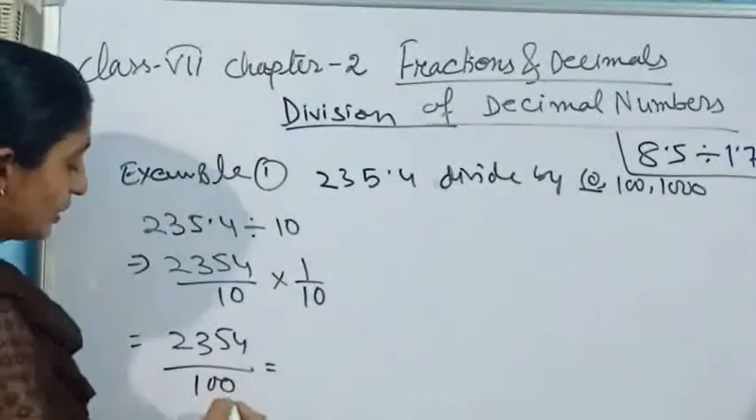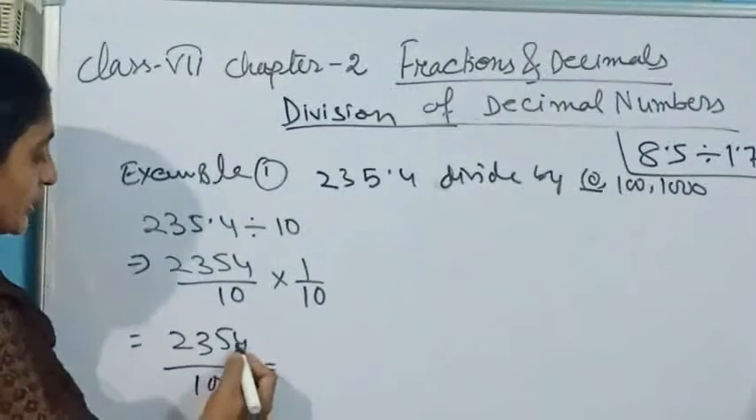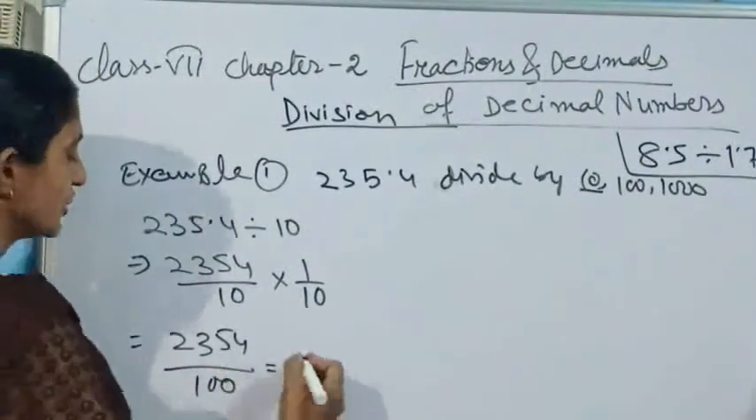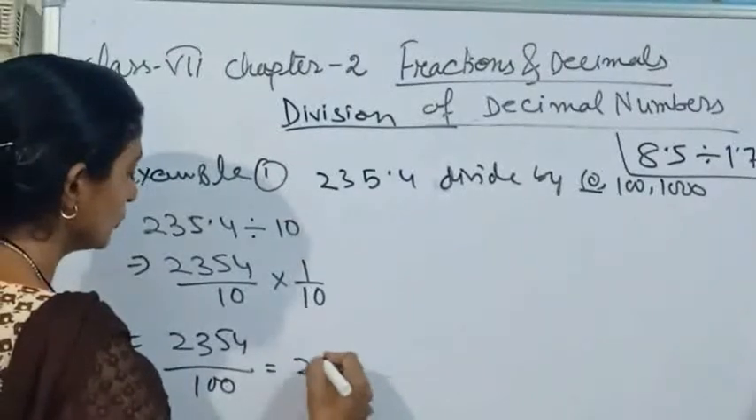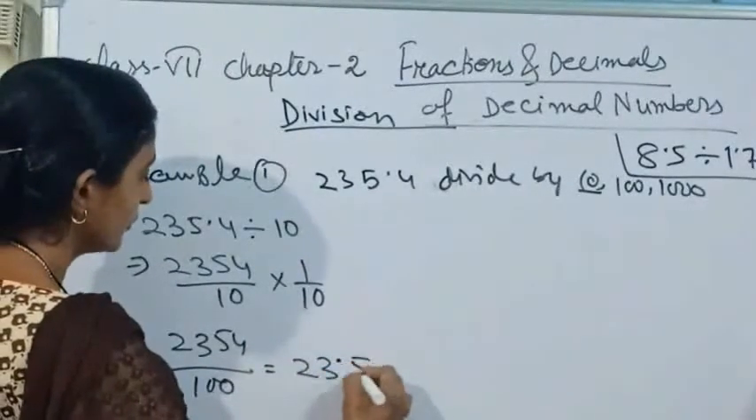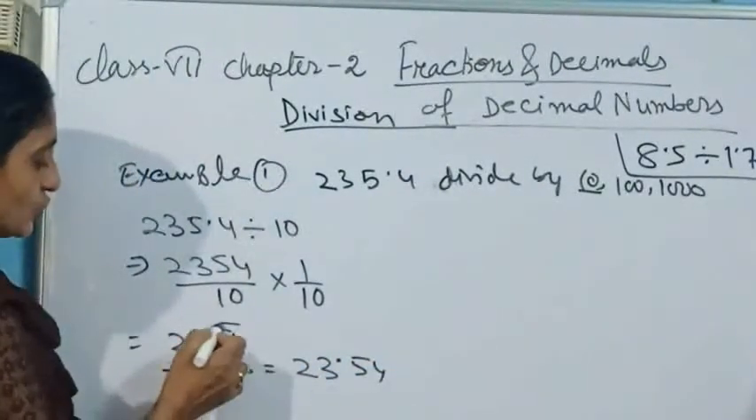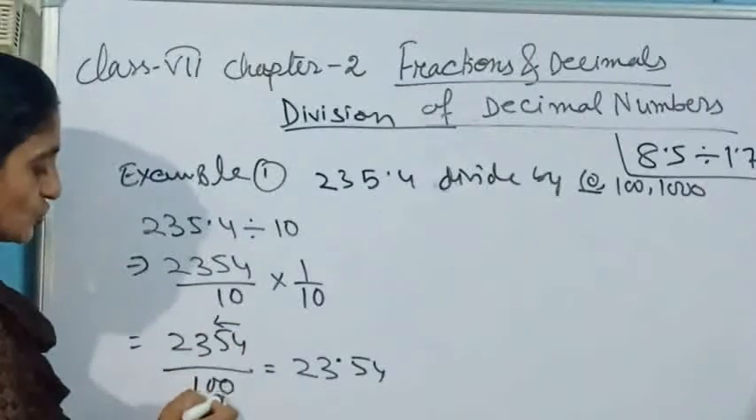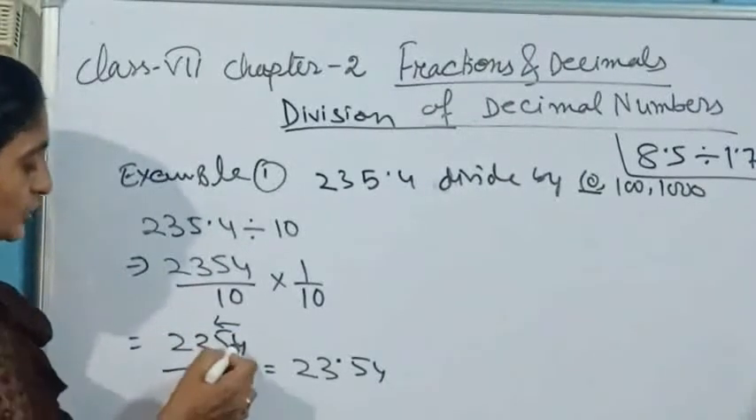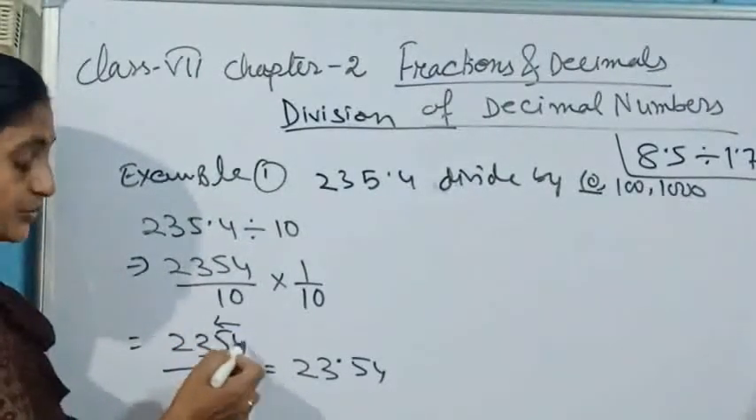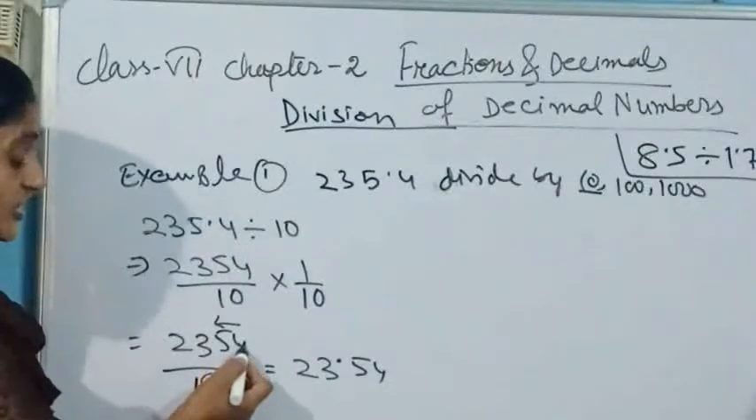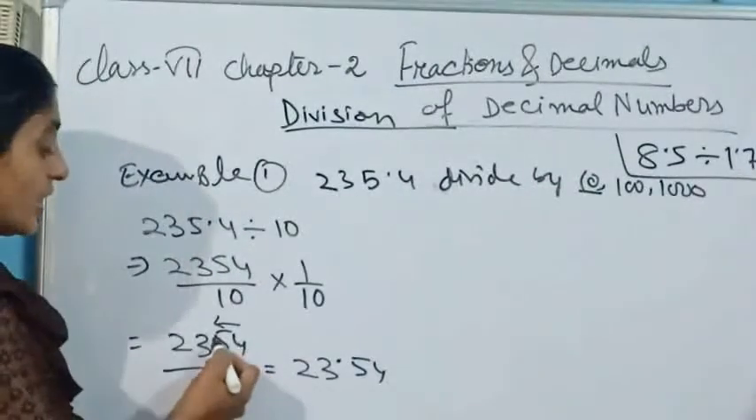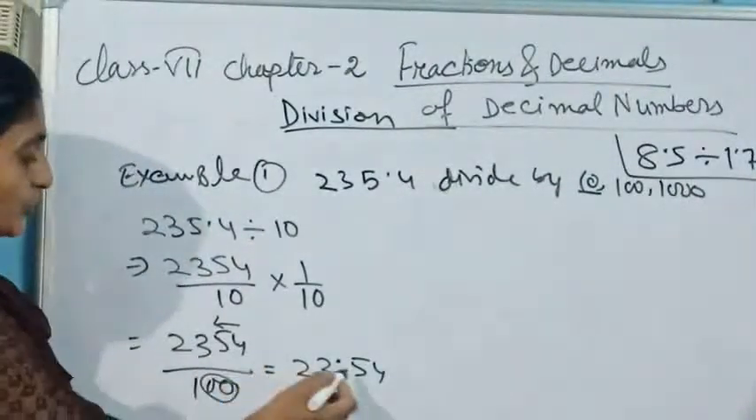So what will happen now? Here this 100 gives two decimal places. So let's see what it will be. It will be 23.54, because here we are moving two decimal places, as 100 has been given here. Yes, so we count from the extreme right side towards the left hand side, and after that we put the decimal.